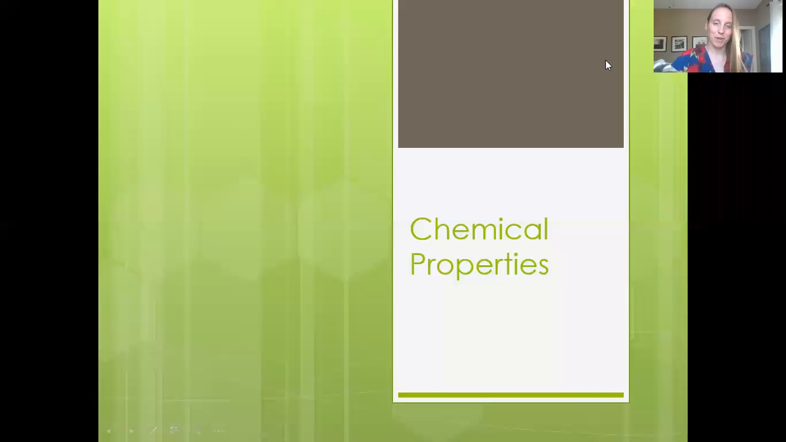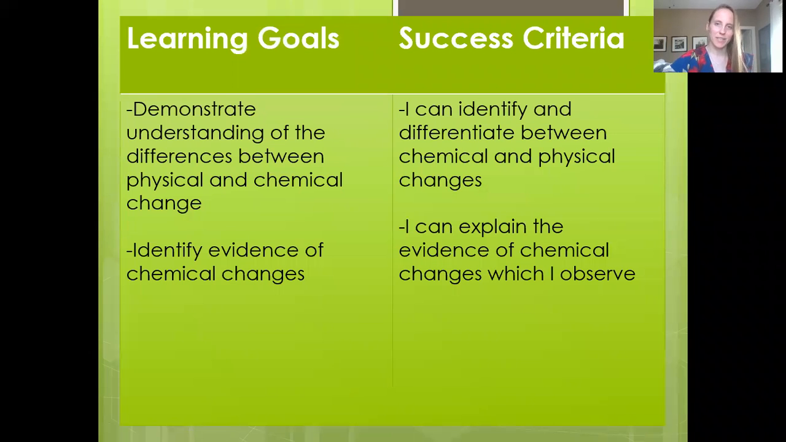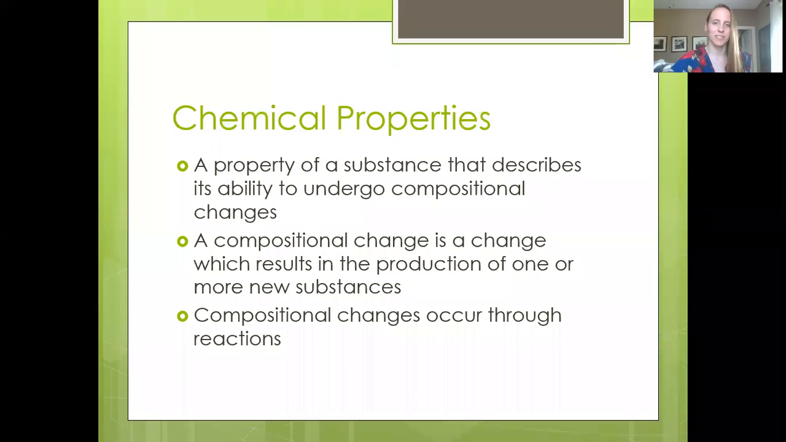Okay, so this lesson is chemical properties. Essentially, you need to be able to use this information to identify the evidence of a chemical change and then apply that to differentiate between physical and chemical changes. A chemical property is any property of a substance that describes its ability to undergo chemical change or a change to its composition. Anytime you have a chemical change or a change to a chemical's composition, what that means is you're making at least one new substance from the original substance. And this will happen anytime there is a chemical reaction.